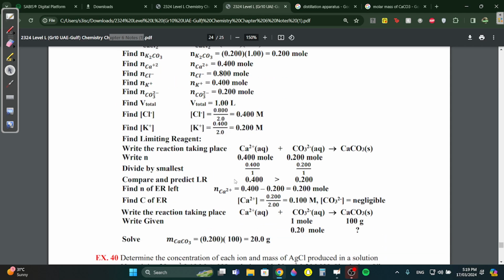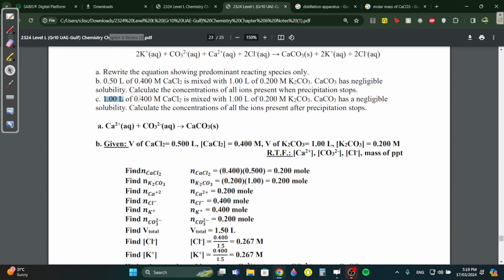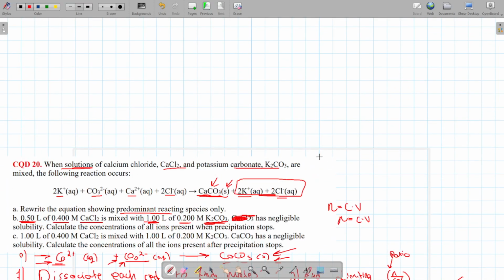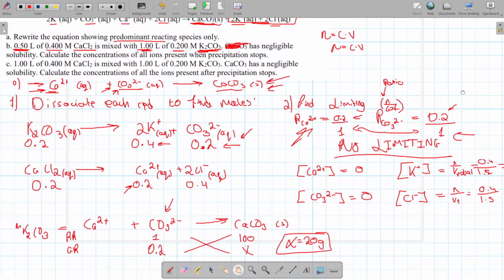Then for part C, they just changed this to 1 liter. Same exact steps, but you're actually going to have an LR now. I'm not going to bother doing it because it's the same thing. They just changed the 1 liter. But this is very important: LR, GR, LR, ER. Please make sure you know it. It's going to come written.